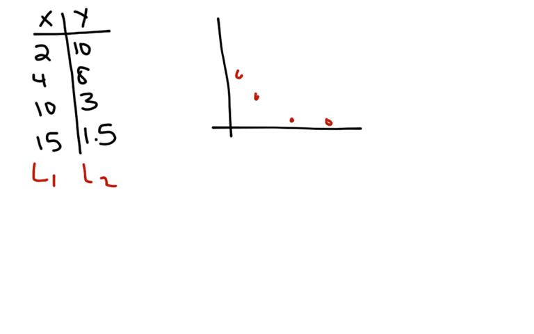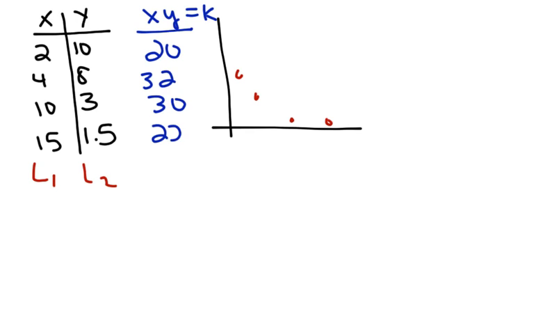It seems as if it might be inverse variation, because it's not quite a straight line. But in order to check if it's actually inverse variation, you need to check all your products. If all your products are the same, then it must be inverse variation. So 2 times 10 is 20, 4 times 8 is 32, 10 times 3 is 30, and 15 times 1.5 is 22.5. Well, they're not all the same.